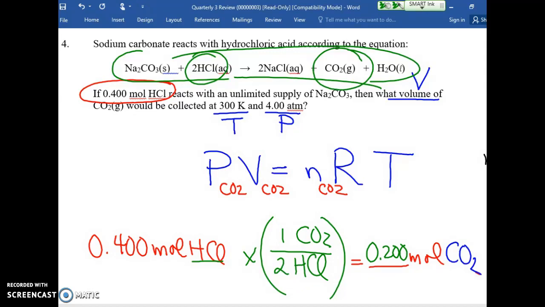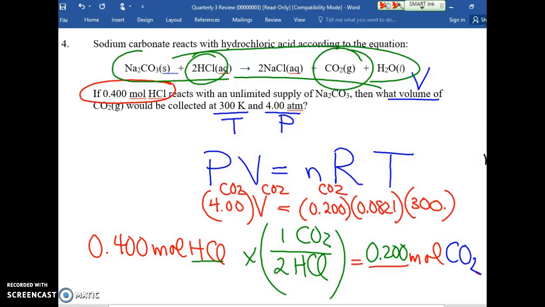Now I can plug everything into the formula. I plug everything in up top. I have 4 atmospheres of pressure. I'm solving for volume. I have that 0.2 moles of CO2, the universal gas constant, and that 300 degrees Kelvin. That gives me a final answer when I solve for X. X is 1.23 liters. Very good.